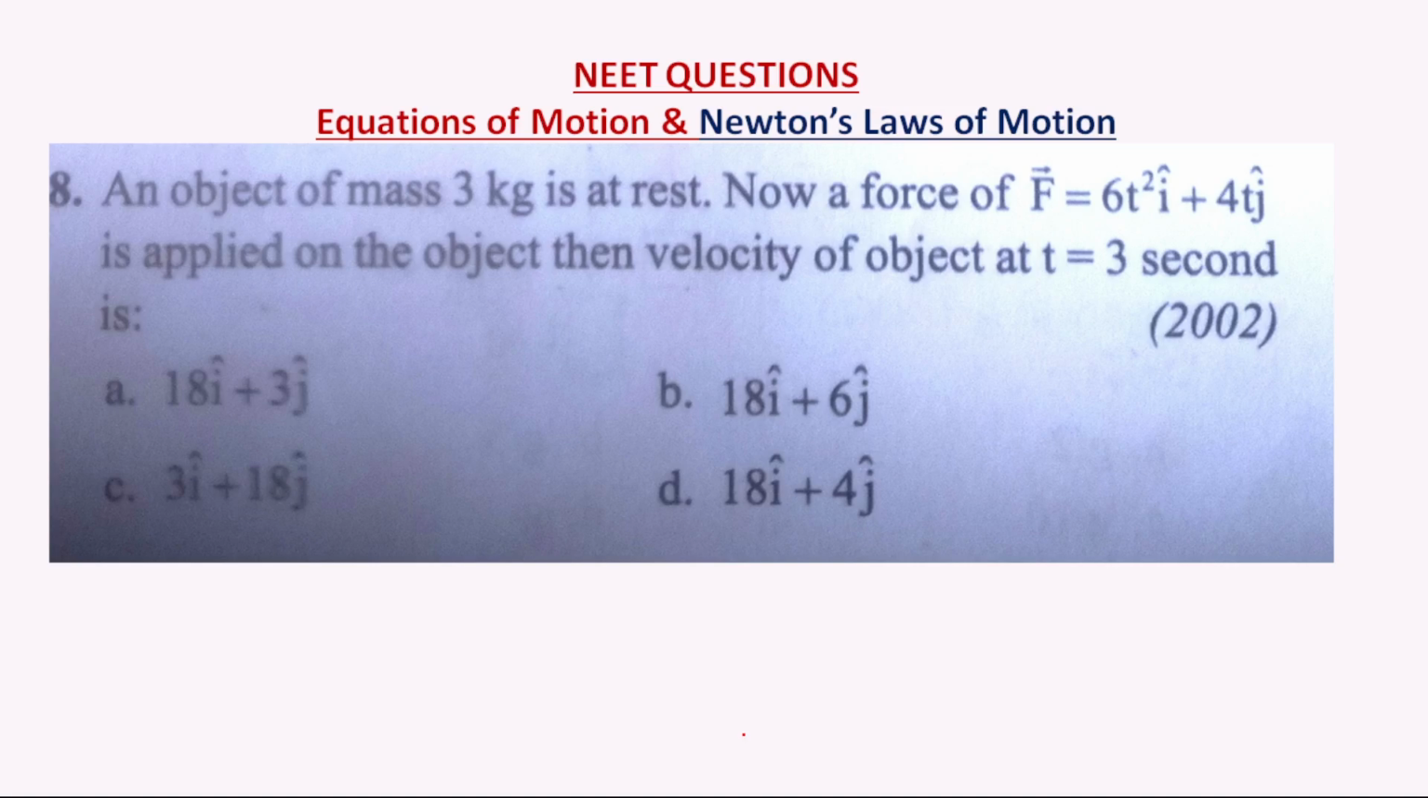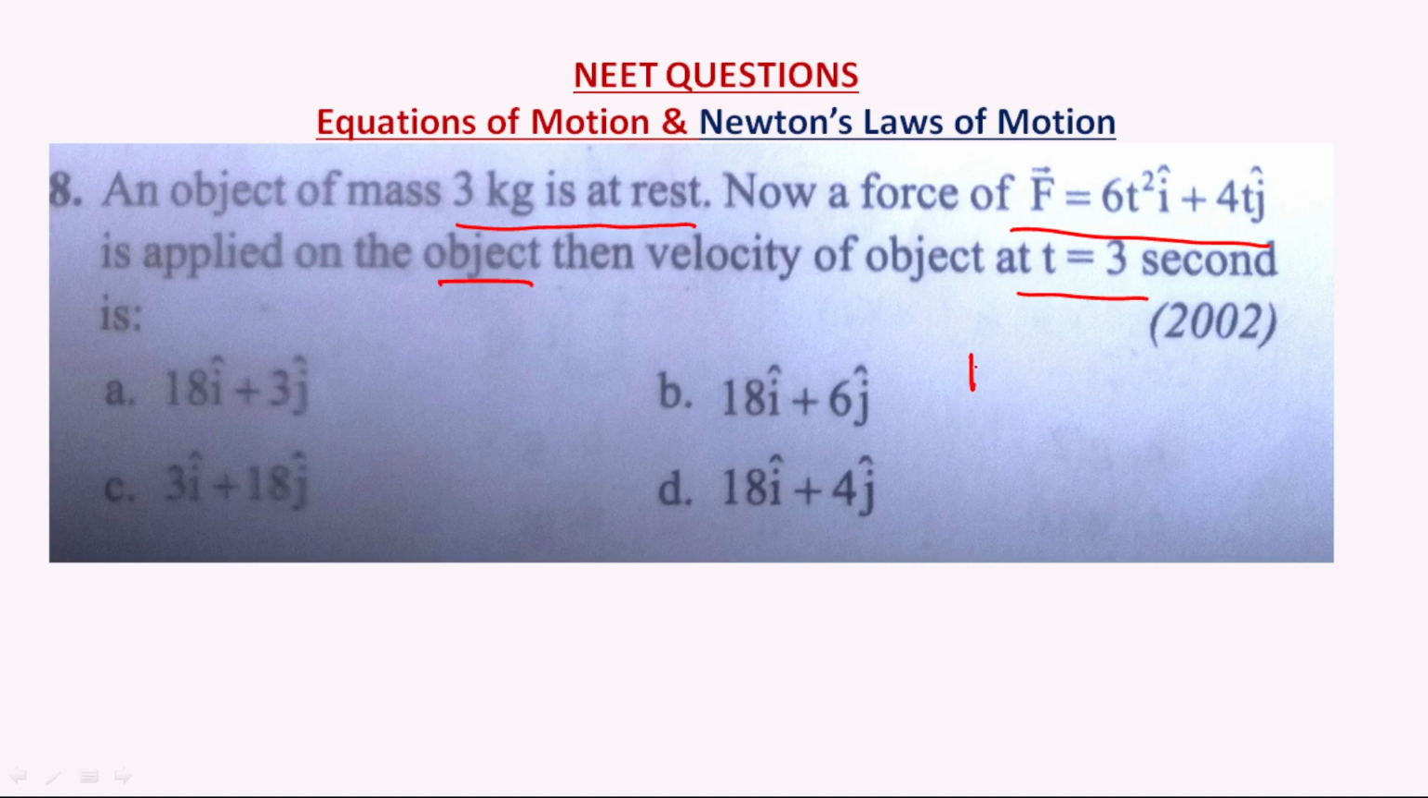Question number 8. An object of mass 3 kg is at rest. Now a force F, which is given in vector notation as 6t square i plus 4t j, is applied on the object. Then we need to find out the velocity of the object at t is equal to 3 seconds. So we are given in vector notation.